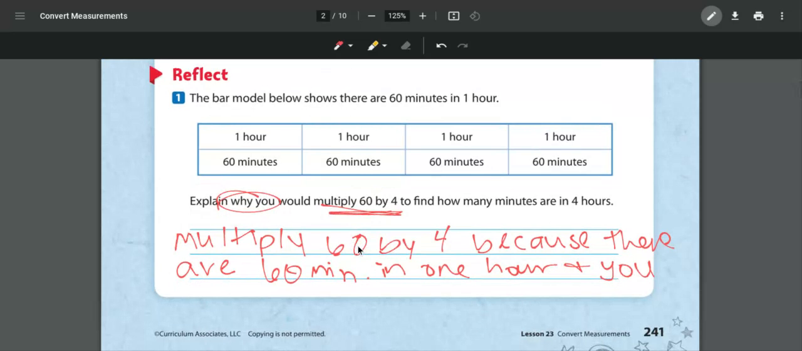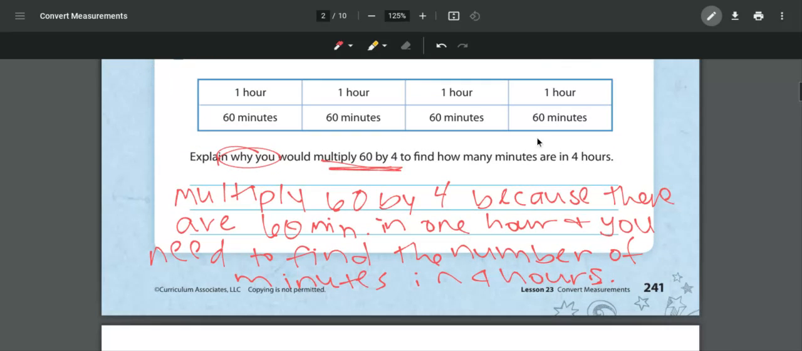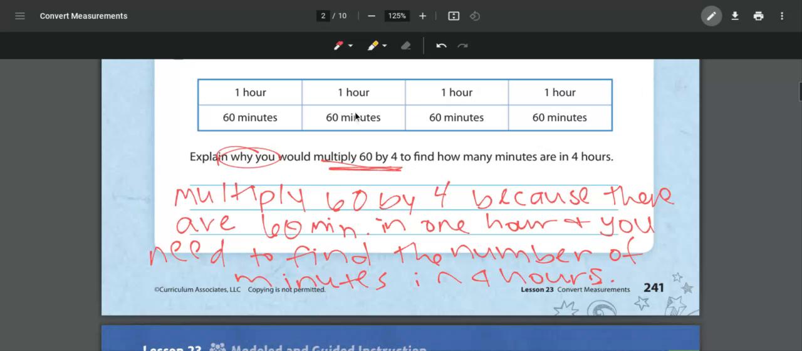Running out of room. Okay. So as long as you have something very similar to this, that is absolutely fine. If you have nothing like this or it's not even close, then please go ahead and copy this down. Otherwise, just move on. Okay. So we're multiplying 60 by 4 because there are 60 minutes in 1 hour, and you need to find the number of minutes in 4 hours.